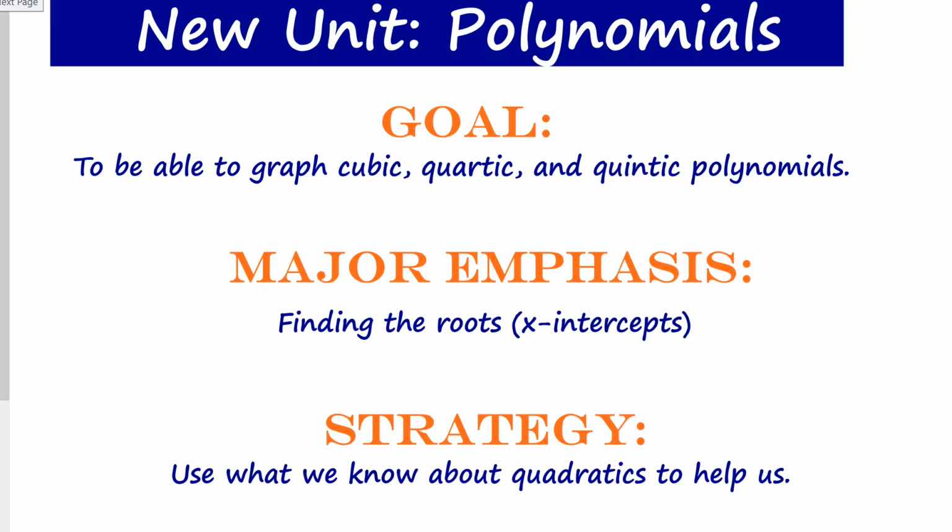Okay, we're getting into our next chapter, and the unit has to do with polynomials, as I mentioned yesterday. This unit is a little bit different because we really concentrate on only a few things, but we take them into more depth, as opposed to what we've seen in the last few chapters where we went over a lot of different topics. So our goal for this unit is to be able to graph cubic, quartic, and quintic polynomials. Those would be degree 3, 4, and 5.